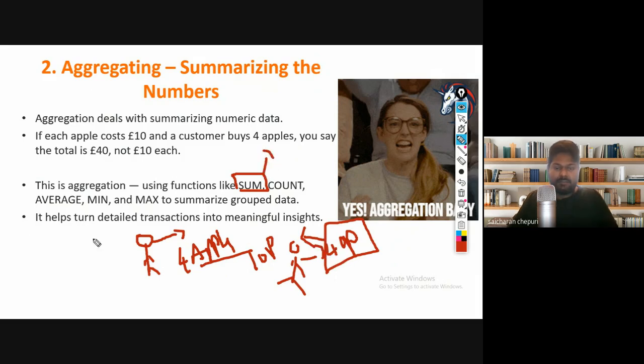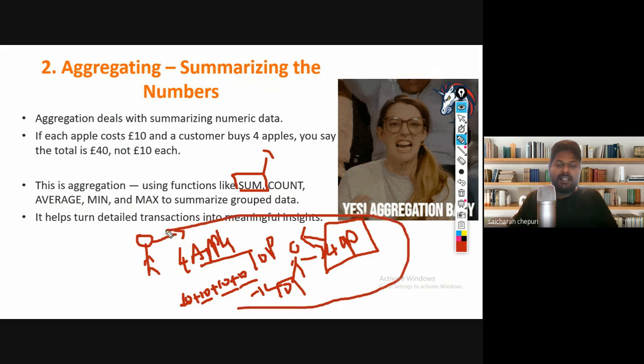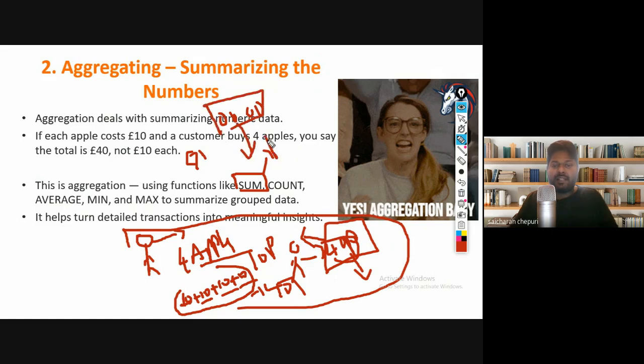So what is sum? Sum means you're going to do an addition, right? So 4 apples means 4 tens, that means 10 plus 10 plus 10 plus 10, that means 40. So this is called aggregating, right? So you're grouping again, you're grouping 4 tens into one thing, that is 40. Here, in the previous example, grouping dimensions means you're grouping all the different types of fruits into a category called fruits.